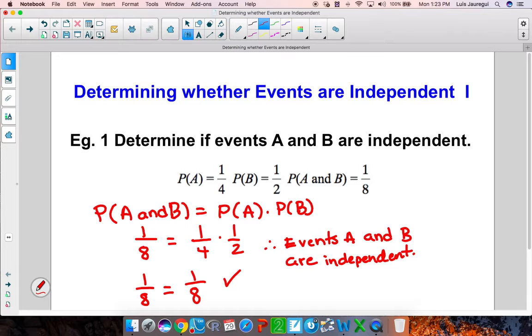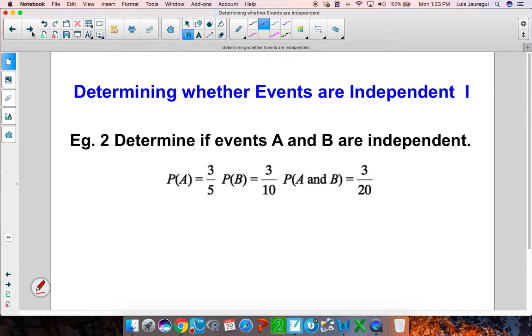Now let's take a look at another example. Example 2. Determine if events A and B are independent. Again, recall that two events A and B are said to be independent if the following formula holds true. So we have probability of A and B should be the product of the probability of A and the probability of B.